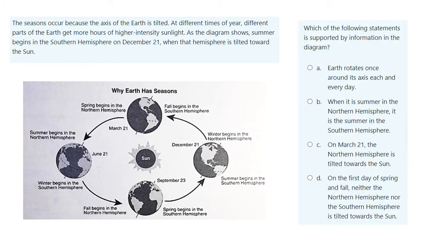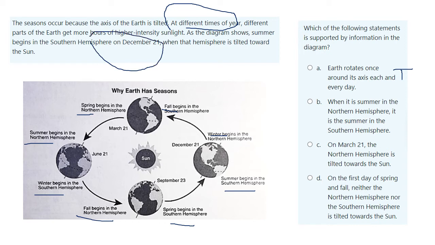Which of the following statements is supported by information in the diagram? A: The Earth rotates once around its axis each and every day. Well, we do know that that is true. But is there anything about day and night? We have spring beginning in the Northern Hemisphere, summer in the Northern Hemisphere, winter in the Southern Hemisphere, fall, spring, summer, winter, fall. We have nothing about day and night. We have different times of the year. We have December. We have nothing about day and night. That is not supported by the diagram.